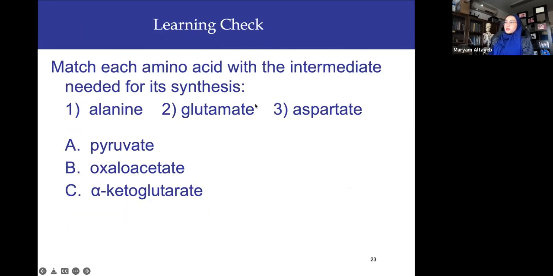Now, let's review this part. These are again the same questions that Dr. Raja answered. So we just talked about this. Okay, so match the amino acid to the intermediate needed for its synthesis. Oxaloacetate, let's start with B. Oxaloacetate can be converted into what?